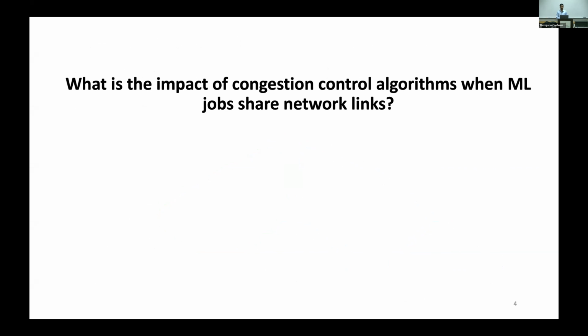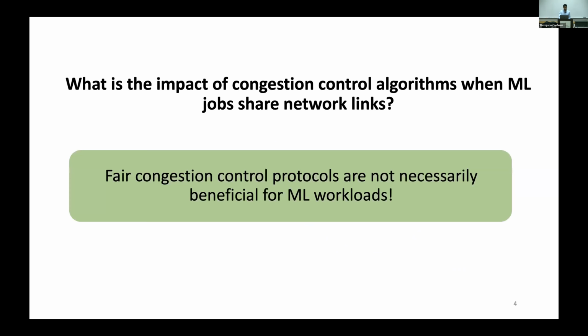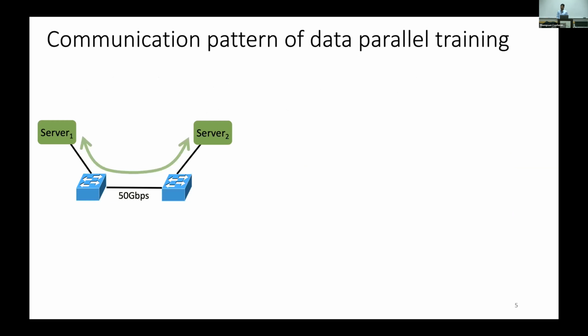So this brings up the question, what is the impact of congestion control algorithms when two or more jobs share a network link? In this talk, I'm going to show you that fair congestion control protocols are not necessarily beneficial in ML clusters. In fact, adding some amount of unfairness actually helps improve the training performance for all the jobs in the combination. Let's take a simple example.